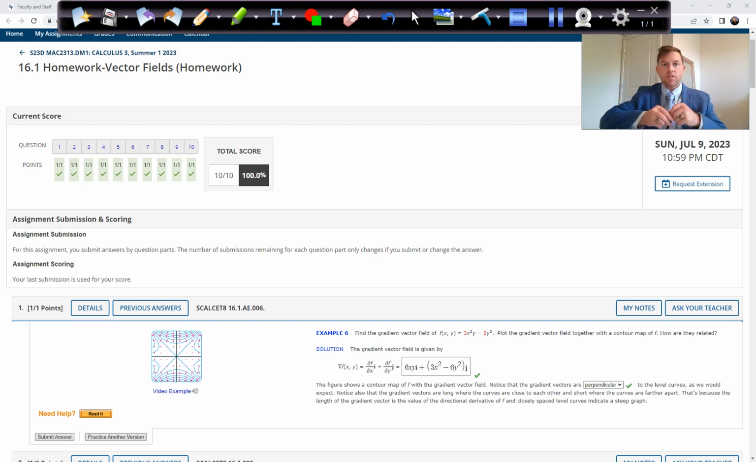In Chapter 16, Section 1, we're going to look at vector fields. In the first problem, it says, find the gradient vector field of f of x, y equals 3x squared y minus 2y cubed. Plot the gradient vector field together with a contour map of f. How are they related?